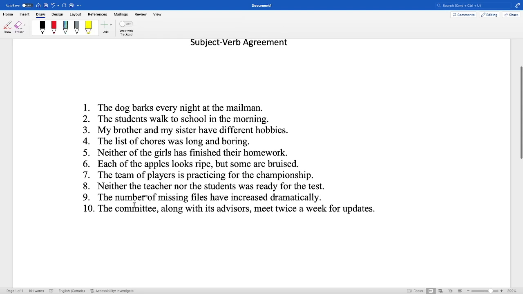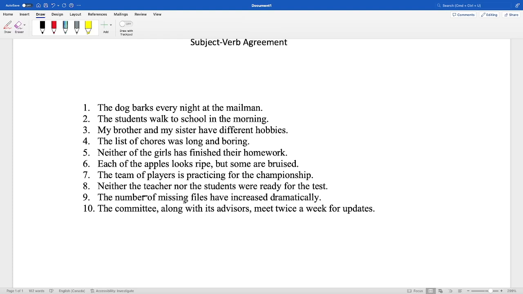Next one. Neither the teacher nor the students was ready for the test. Okay. So what's wrong with that? We're going to look at when we have a structure like this, right? Neither the teacher nor the students. We have to look at the nearest subject. And what is the nearest subject? Well, the nearest subject would be students, all right? And because of that, we change it to were. So that is the rule. We have to look for the nearest subject in this case.